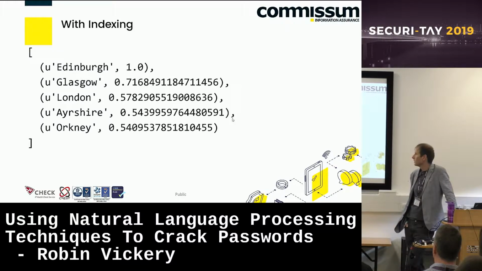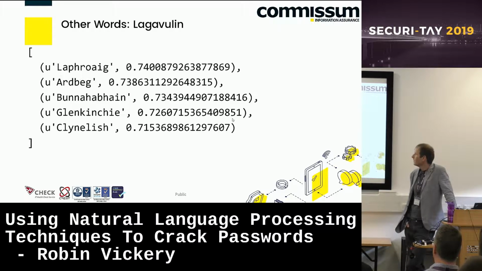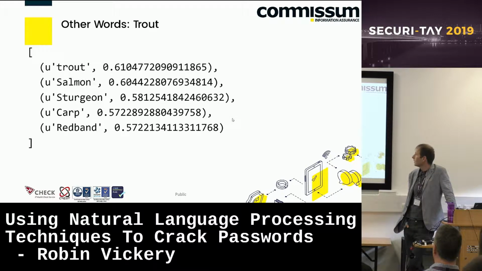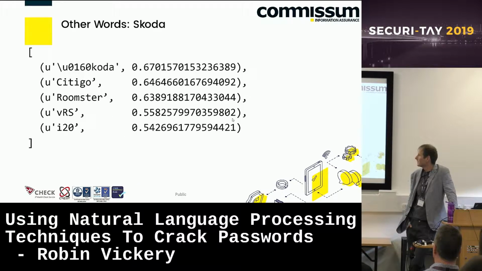Here it's found Edinburgh has a perfect match, which is not a surprise. But the other results are slightly different. It's not coming back with Scottish cities, apart from Glasgow, anymore. But they're all related in some way or other to Edinburgh. There are matches for other words, so Lagavulin, which is a whiskey, and it's come back with other whiskies, a fish, and a type of car. It's all come back with various related words.